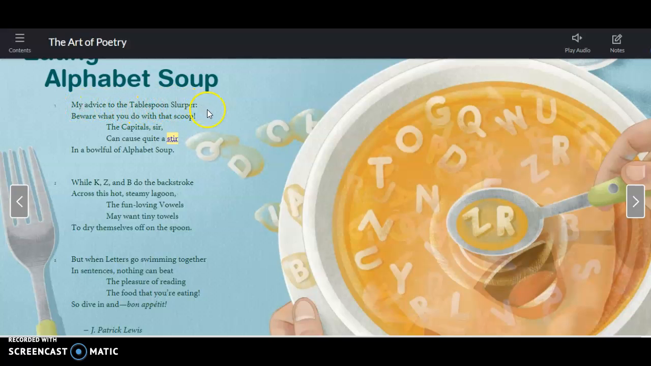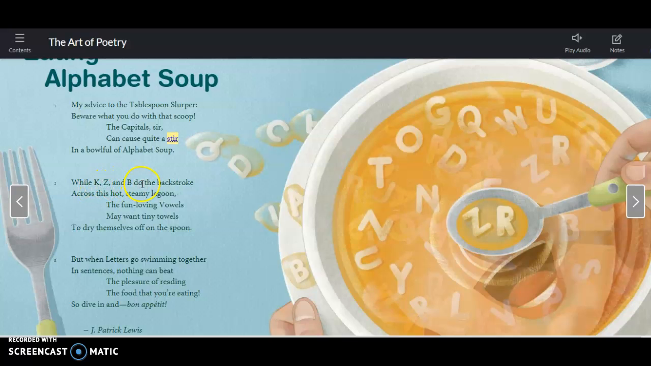My advice to the tablespoon slurper: beware what you do with that scoop. The capitals, sir, can cause quite a stir in a bowl full of alphabet soup. So we have rhyming words. We have scoop and soup, sir and stir. And then we also have some imagery, because you can imagine someone slurping soup with a spoon. And you can also imagine what alphabet soup looks like, even though we have that picture here.